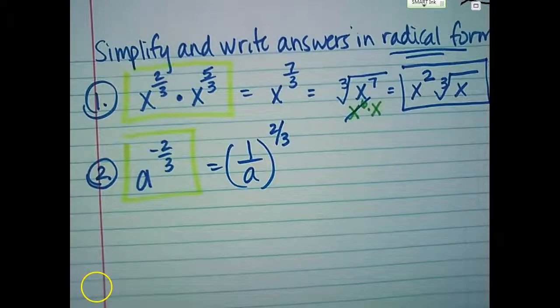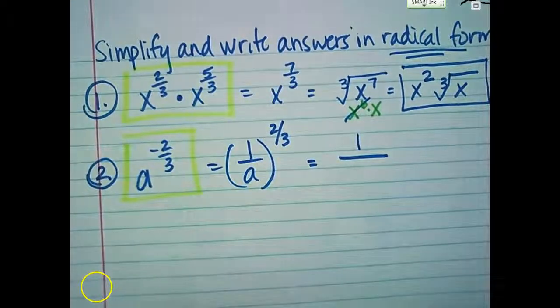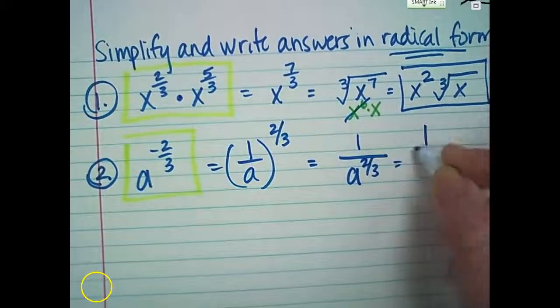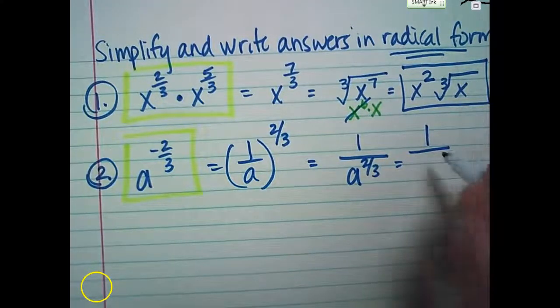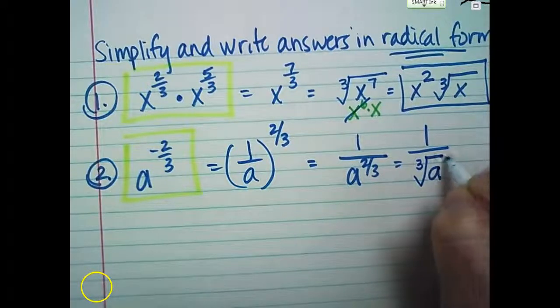And 2/3 applies to both though, doesn't it? So what is 1 to the 2/3 power? 1. Yeah. And then a to the 2/3 power. But if you want, you can write yourself a little note. But really, we don't want that. We want it in radical form. So it's power over root. So the cube root of a what? Squared.